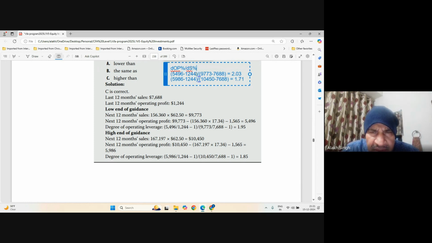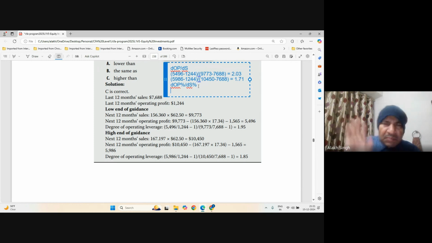Now, what is the percentage change here? Means 5496 minus 1244 divided by 1244. That will give the percentage change. This I did, okay. I should copy it and then go for another. Control C. Here I will not write percentage because of what we did. Okay, so what percentage comes here? In the first case, whatever you get divided by 1244. So that I will do as the percentage.